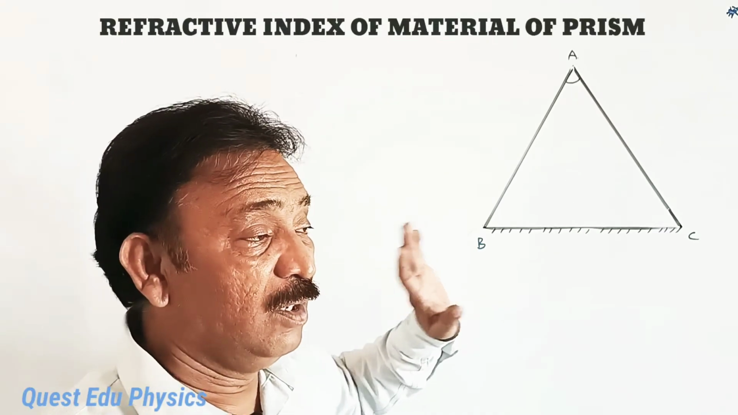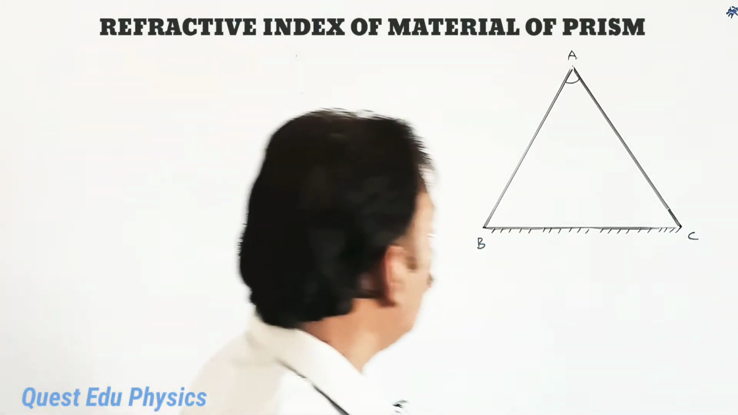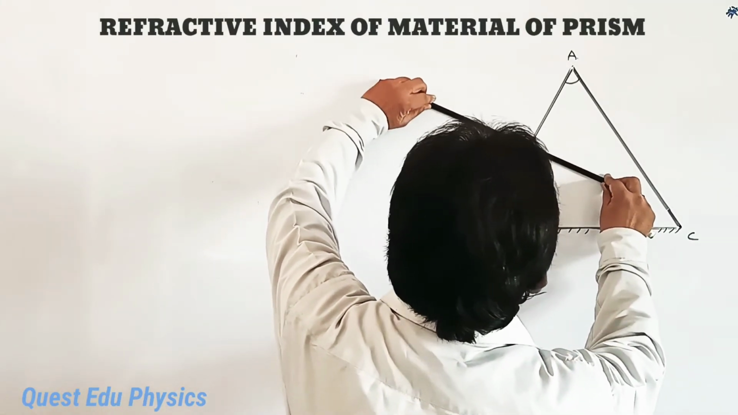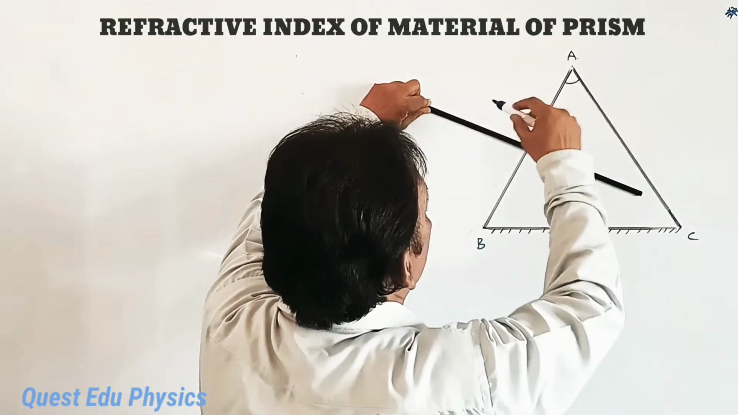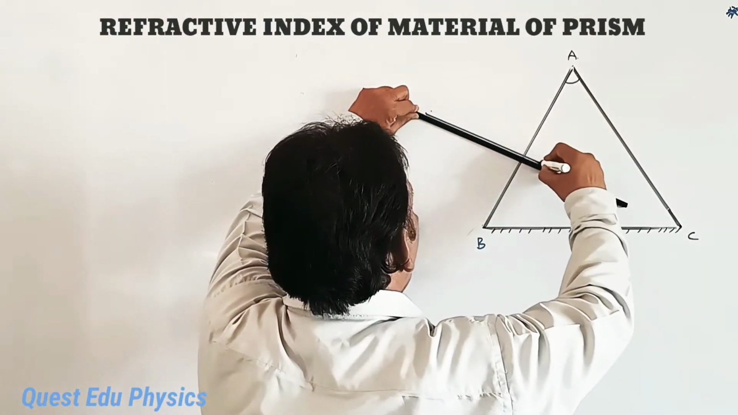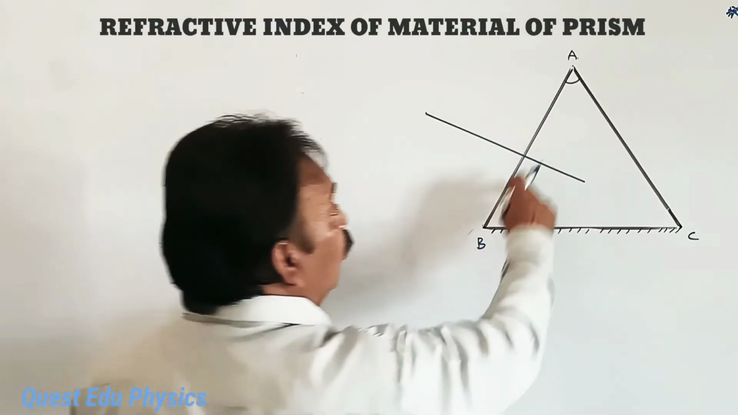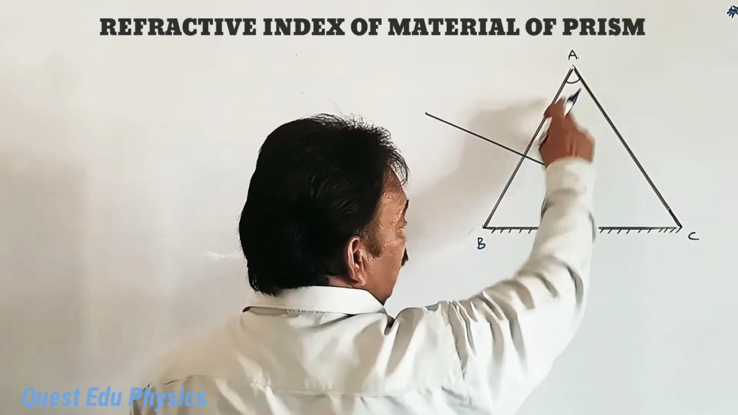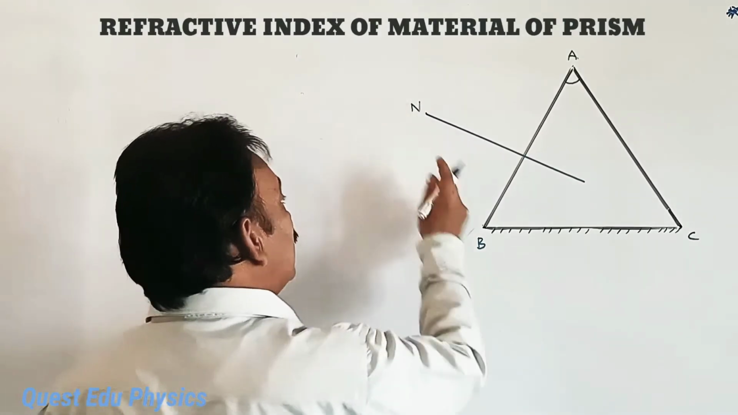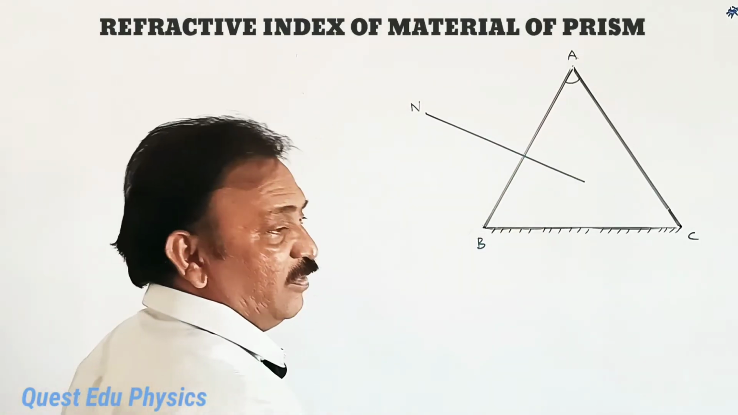Okay, students. To derive that expression, we have to do a little geometry. First, we have to drop a normal over any refracting surface, students. Here, we are using the sign convention. We have to make the light rays fall from left to right. To do so, I dropped a normal over AB. AB is the first refracting surface, and the normal which is drawn, we are naming it as N. Normal means it is making an angle of 90 degrees with this refracting surface.